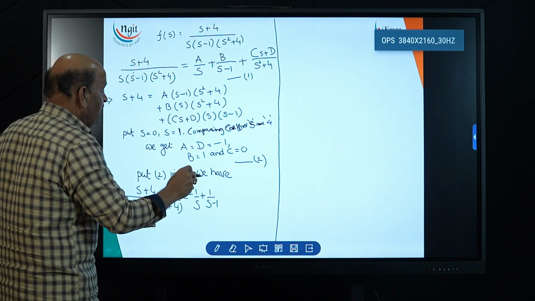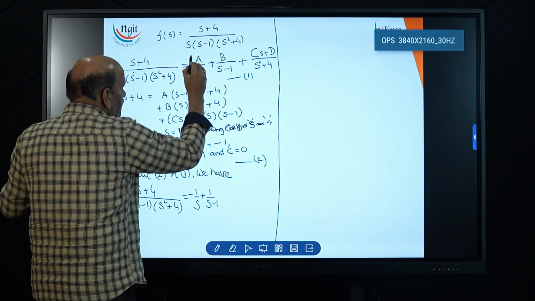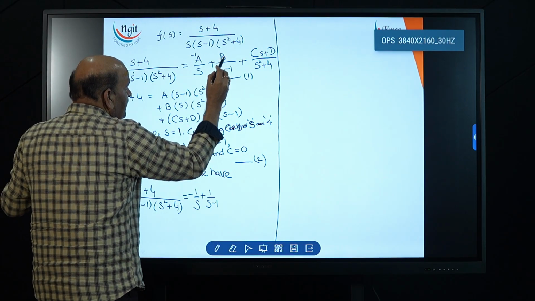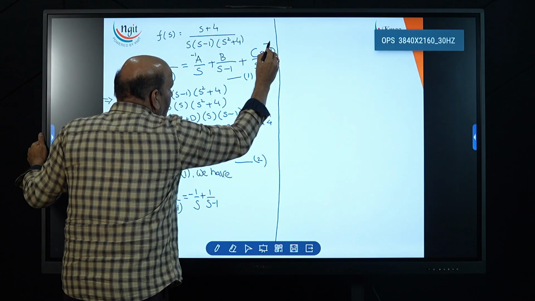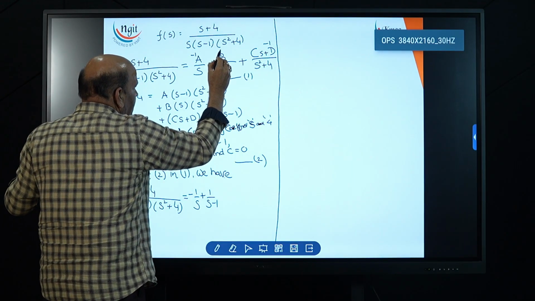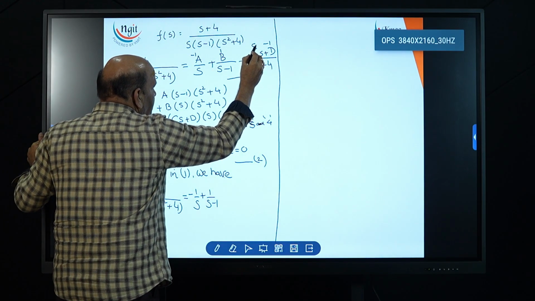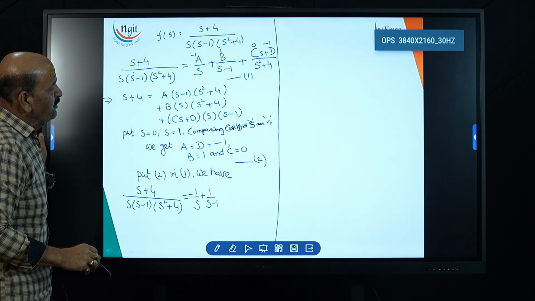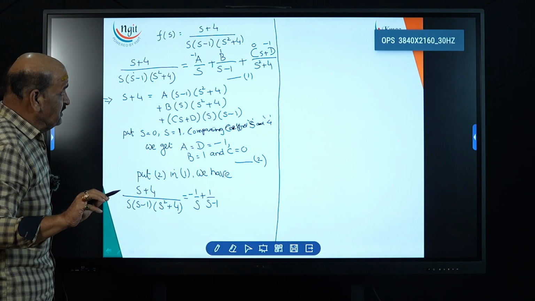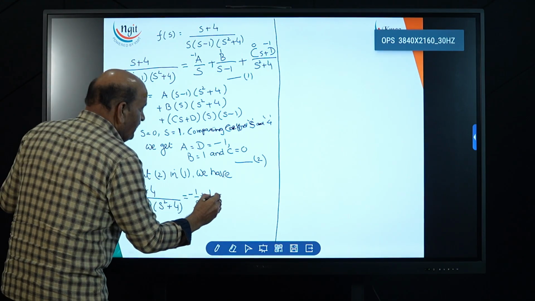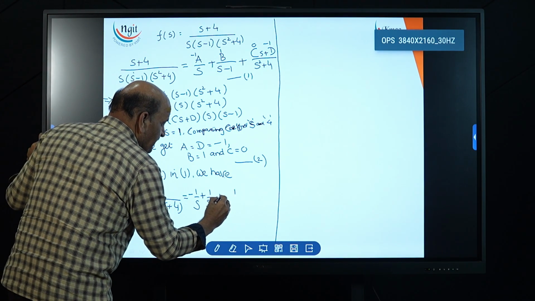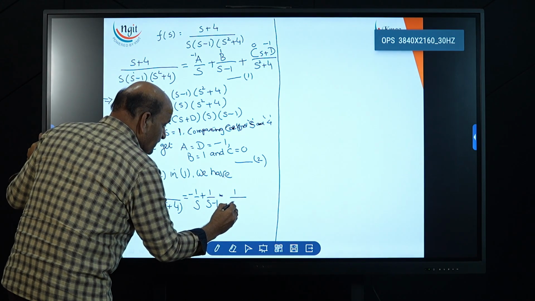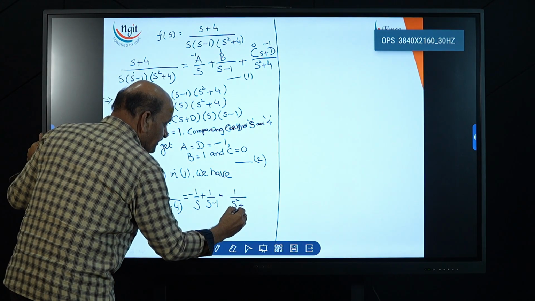This becomes 0. That means in place of a we are keeping -1, in the case of d, -1, in place of b, 1, and in the case of c, 0. Now c equal to 0 means the c term is missing, vanishing. Now d will become -1 by s square plus 4.